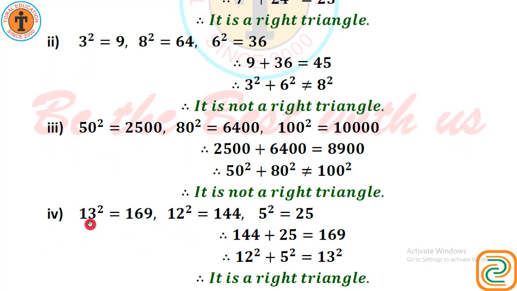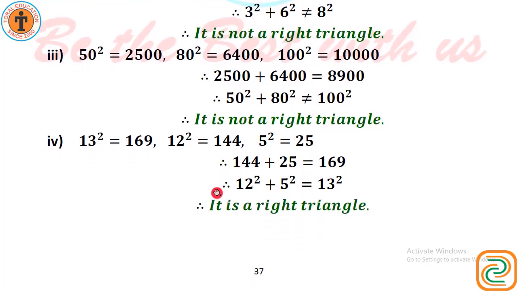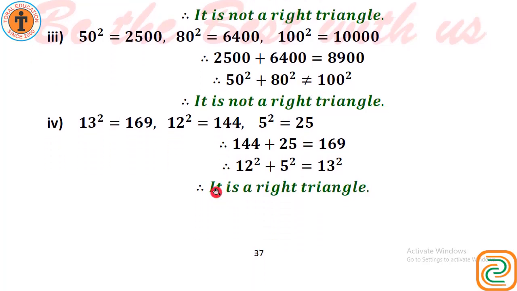Another one, 13 square is 169, 12 square is 144 and 5 square is 25. So 144 plus 25 equals 169, which is equal to 13 square. So 12 square plus 5 square equals 13 square, and therefore it is a right triangle. Understood? Okay.